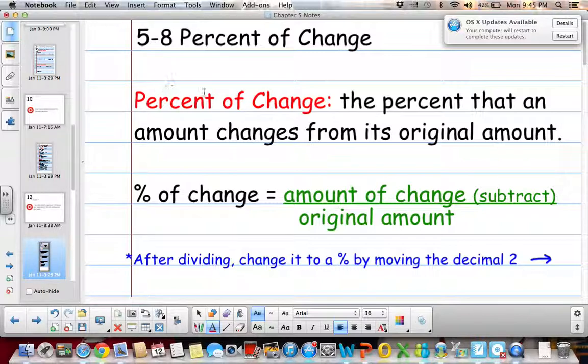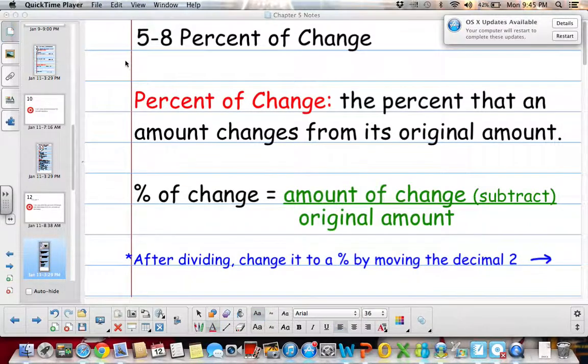So percent of change means that the percent is the percent that an amount changes from its original amount. So if you have two amounts, it doesn't always have to be money, it can be whatever. We're looking at the percent that it's changing, whether it's increasing or decreasing, okay? And I believe this is one of your vocab words, so you could pause this and write it down. You should also include this in your notes right here.